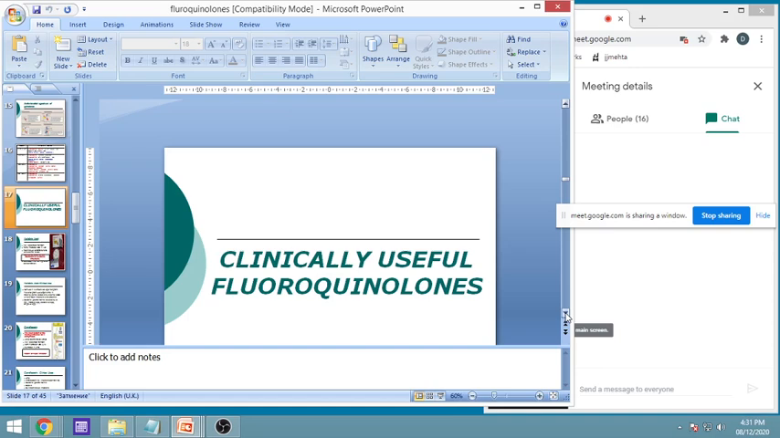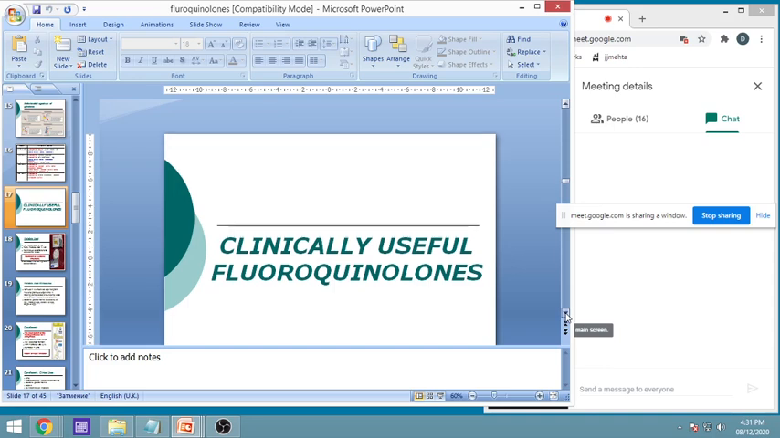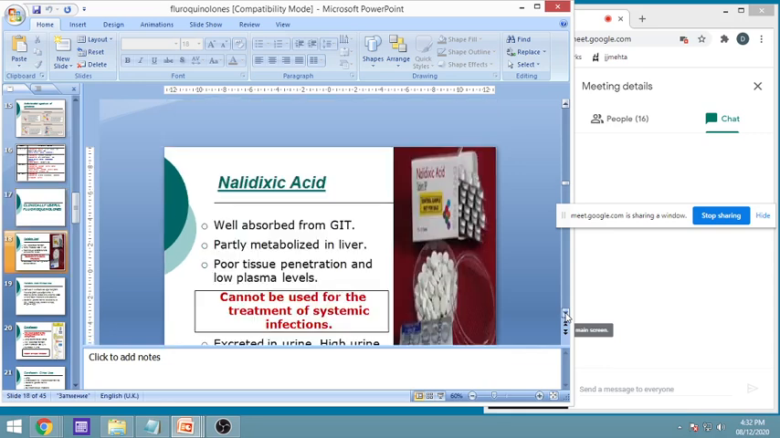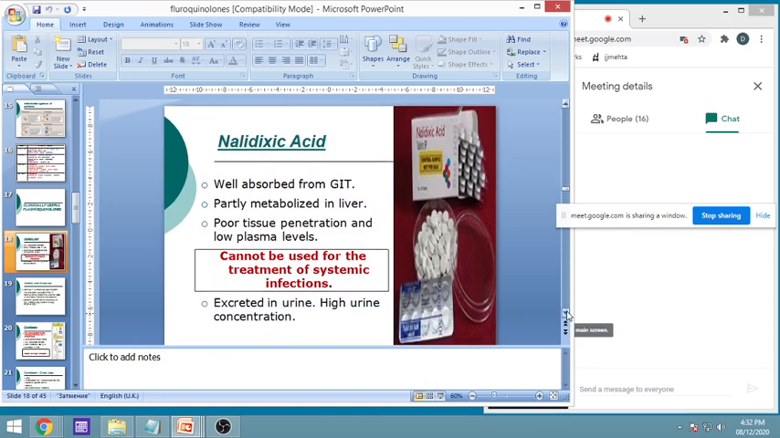Now what are the clinical uses, or how are these fluoroquinolones used in the clinical setting? So the first one is nalidixic acid, well absorbed from the GIT, partially metabolized in the liver. It shows poor tissue penetration and low plasma levels. It cannot be used for the treatment of systemic infection. It is excreted in urine, and it is available in very high amounts in the urine.